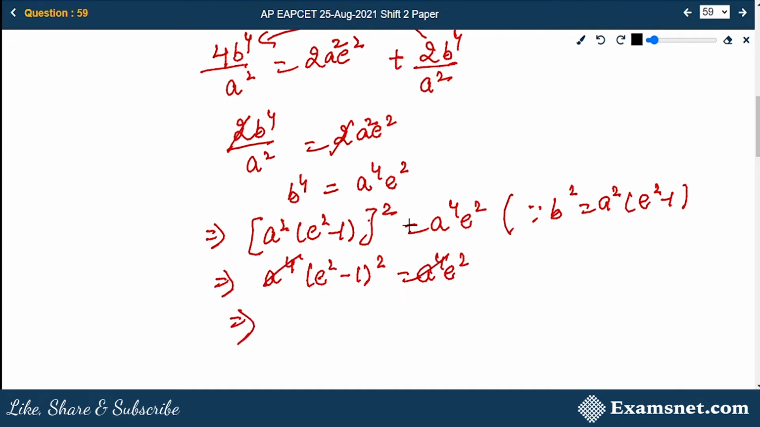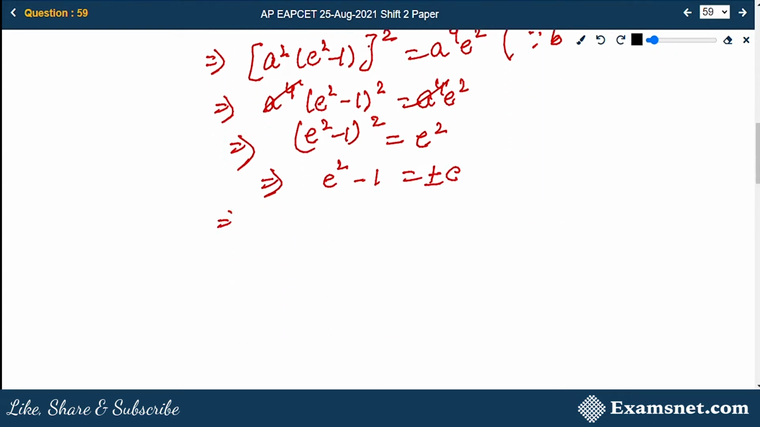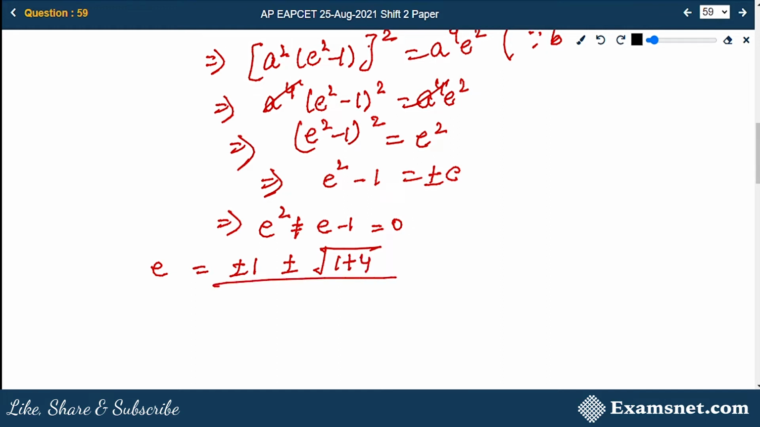They will cancel. So you have this e square minus 1 is equal to e square. So just cancelling the square on both the sides, you will have e square minus 1 is equal to plus minus e, right? e square minus e minus 1 is equal to 0, right? So now this e is equal to 1 plus minus under root 5 divided by 2.